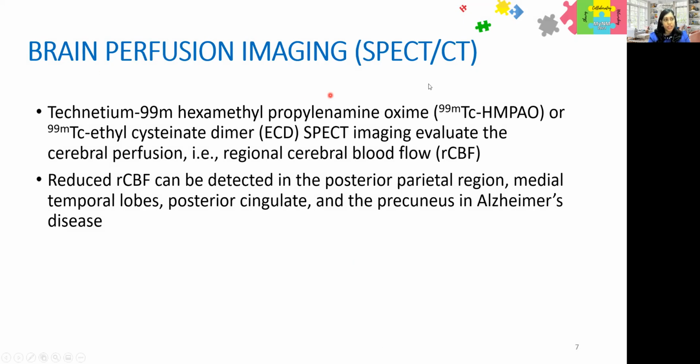Brain perfusion imaging or SPECT-CT using technetium-99m hexamethylpropylene amine oxime or HMPAO, or technetium-99m ethyl cysteinate dimer ECD SPECT imaging can be used to evaluate the cerebral perfusion and regional cerebral blood flow. Reduced cerebral blood flow can be detected in the posterior parietal region, medial temporal lobes, posterior cingulate, and the precuneus in Alzheimer's disease.